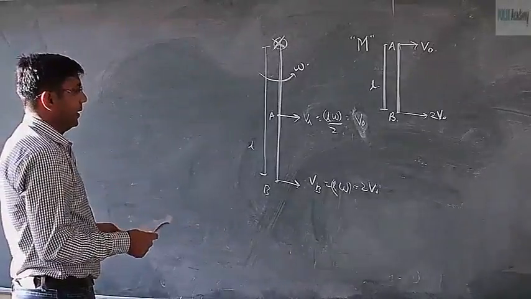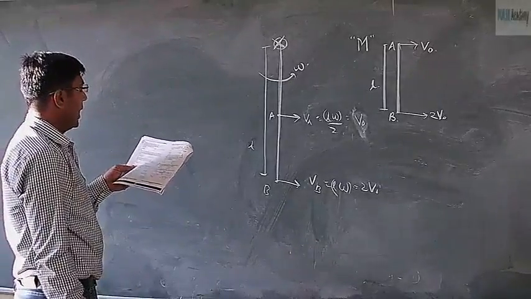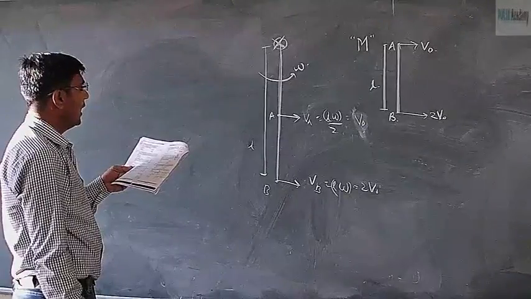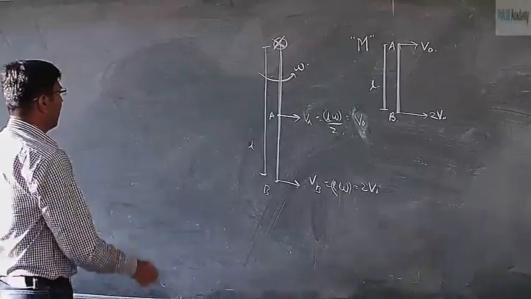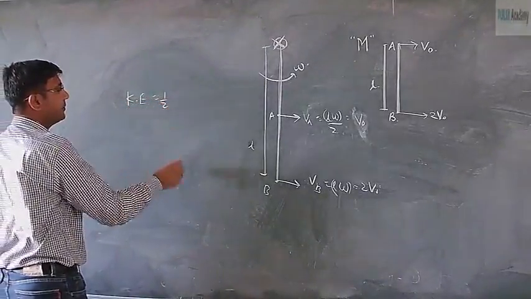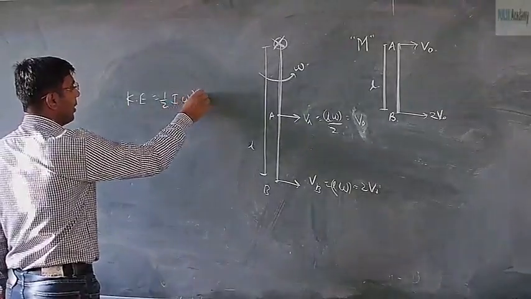So here, look, now what is it? The kinetic energy of the rod. Simply the kinetic energy of the rod will be half I omega square.